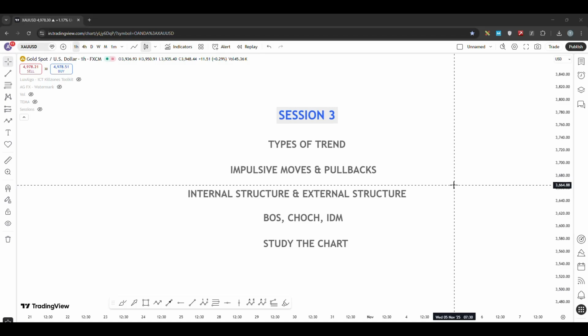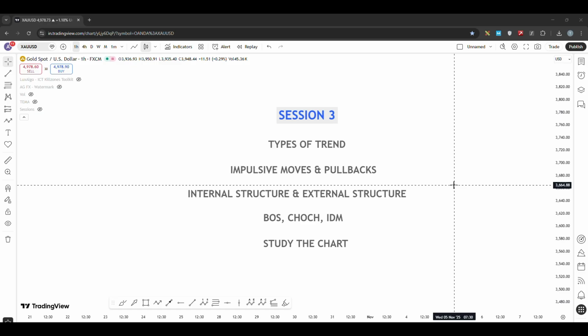Hello, guys. Welcome to the third session of this course, where we'll be studying multiple concepts which are interrelated with each other. So, first of all, we'll study what are the different types of trend in the market. Then, we'll study what are impulsive moves and retracements in the market or pullbacks. Third, we'll study what are internal and external structures.